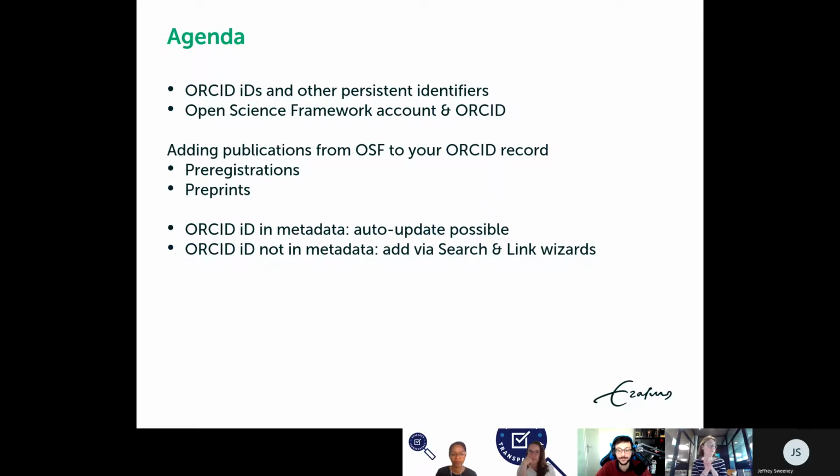But you will also have publications that don't have your ORCID ID in the metadata, because maybe you add them to the Open Science Framework before connecting with ORCID. And then you have to add your pre-registration or preprint in a different way. And luckily, it's not manual typing, but there is some manual work involved. And ORCID calls that the search and link wizards that can be used for that.